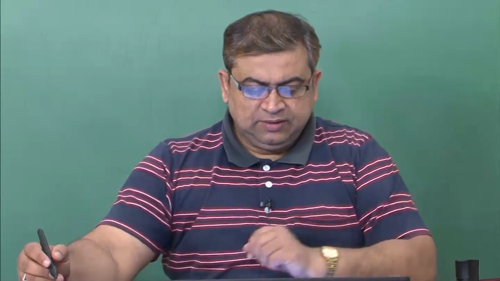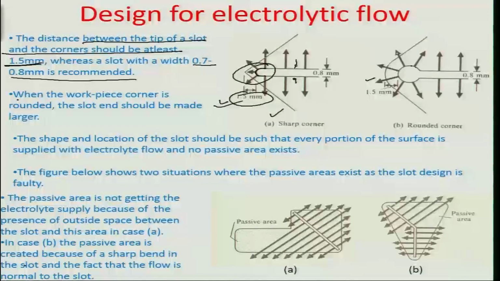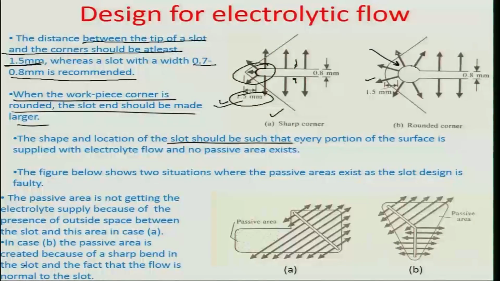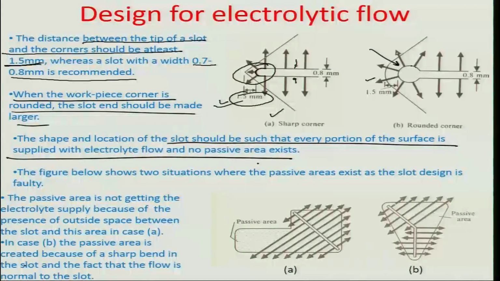So when the workpiece corner is rounded, the slot end should be made larger, okay, as you can see here in this particular case. The shape and location of the slot should be such that every portion of the surface is supplied with electrolyte flow, no passive area exists. Let us look at two example problems here, case A and case B.